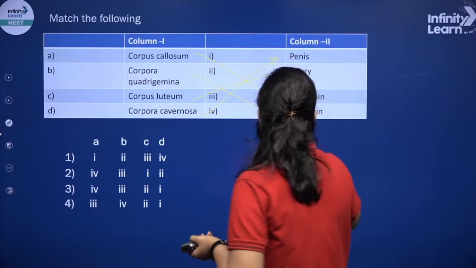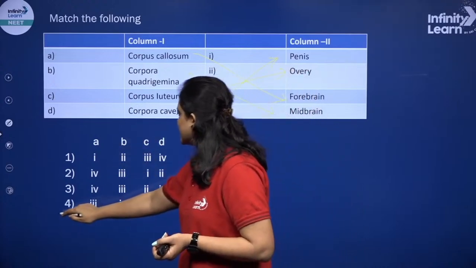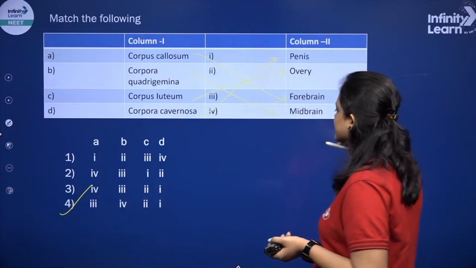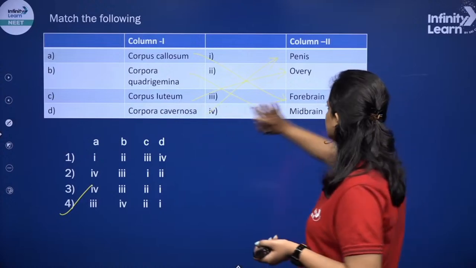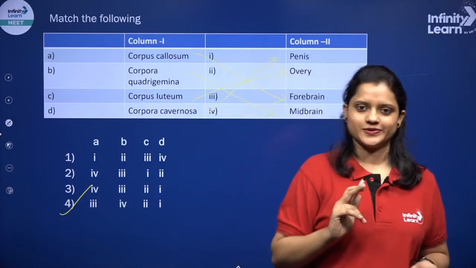A will be matched with 3. So you are done here. B will be matched with 4. C will be matched with 2. And D will be matched with 1. Okay, so correct option here is option 4.